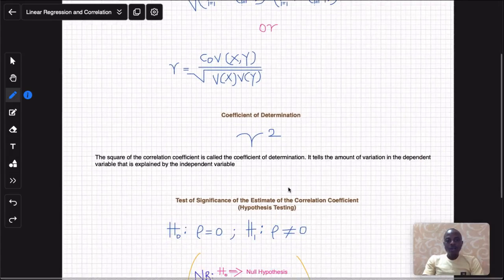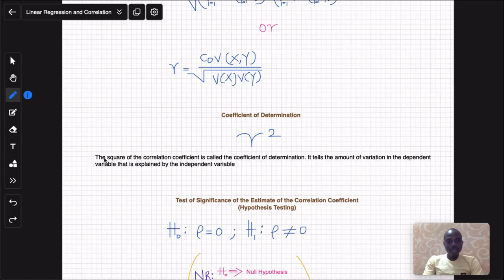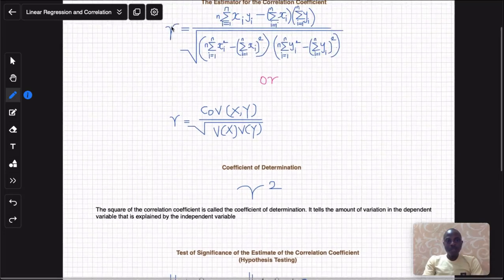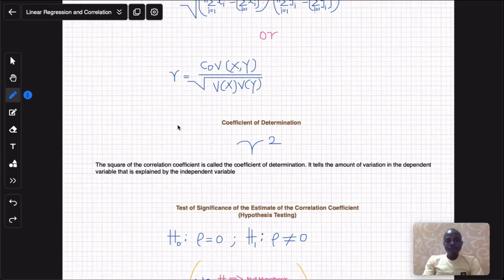There is something we call the coefficient of determination. I talked about it earlier on, and it is the square of the correlation coefficient we obtain using any of these two, and it tells the amount of variation in the dependent variable that is explained by the independent variable. I was saying I was going to come back to this the other time. This is the only time when you're doing your correlation that you need to be sure, before this can have any meaning, that you have a dependent variable and an independent variable. That's when you can interpret this correctly.